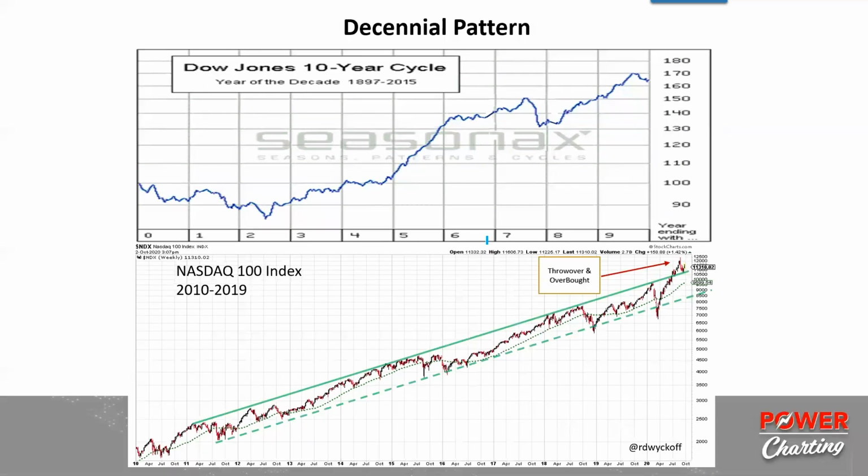Here is the 10-year decennial with the NASDAQ 100 with trend lines drawn on it. Now this gives us a picture, again, reverse use of trend lines. The trend lines are over the market here. And you can see that this primary trend line has been touched repeatedly going all the way from 2011 into 2020. And then in 2020, into the third quarter, there was a run up and out above the trend line, which is a throw over and an overbought condition on a very long-term time frame.